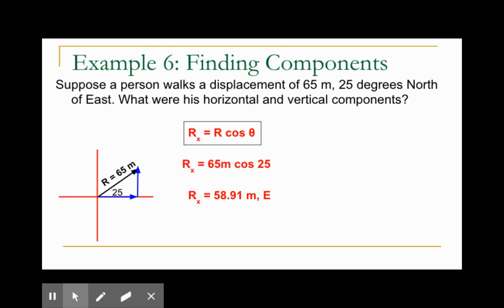So the x component is 58.91 meters. We can either label it as east or we could leave it as a positive value. So it will either be positive or east.